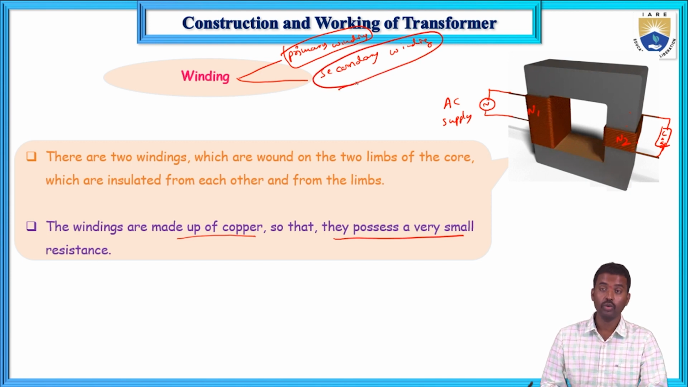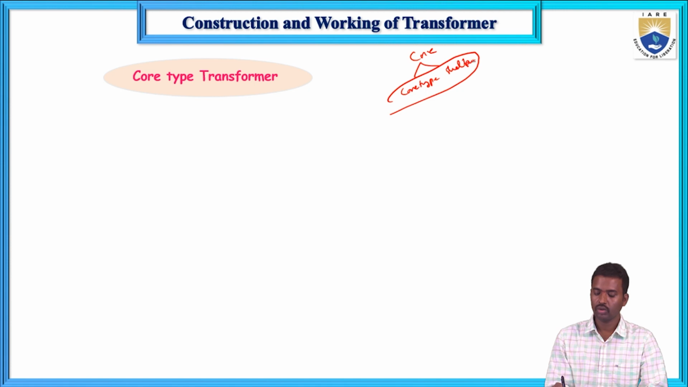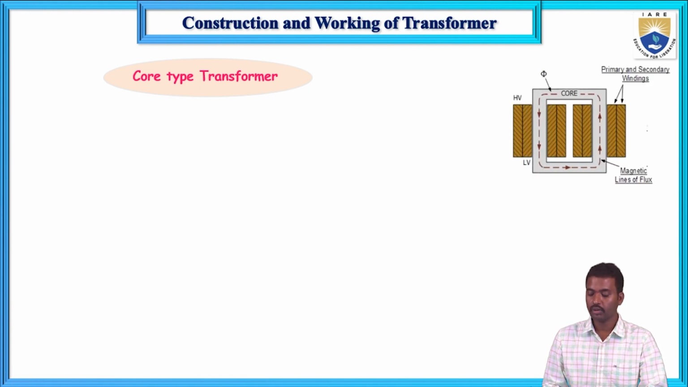So now, core and winding. What are the types? There are two types, depending upon the core: core type and shell type. First I will explain the core type transformer, then the shell type transformer. The core type transformer looks like this. This is the magnetic core, and these are the windings: this is the primary winding and this one is the secondary winding.